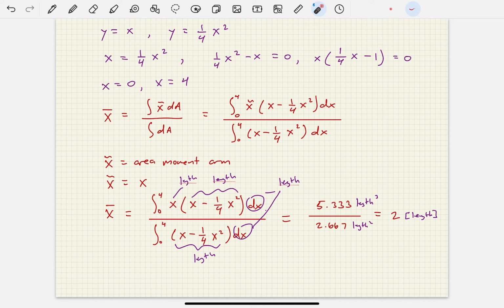You will encounter some problems like this in engineering or in your mathematics studies where the units are not explicitly given because the problem expects you to understand what the units should be in the given context, and this is one of those problems, okay?